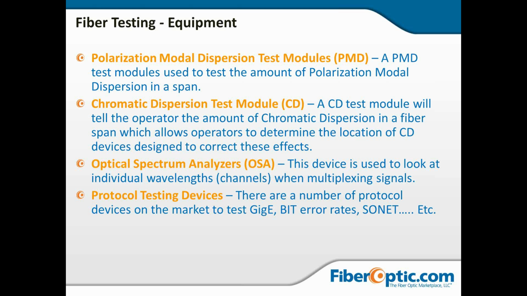If you're doing DWDM or CWDM, you might want a spectrum analyzer where you can look at your individual fiber channels. And then protocol testing devices. Some places I've worked really love these, and some say if it passes CD and PMD and all of my losses, then the fiber's going to work. But you can get bit error tests, you can get SONET simulators, several kinds of protocol testing devices that you may find useful or your engineering company may want.